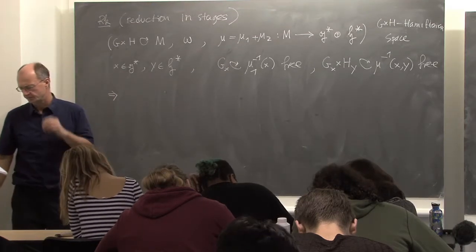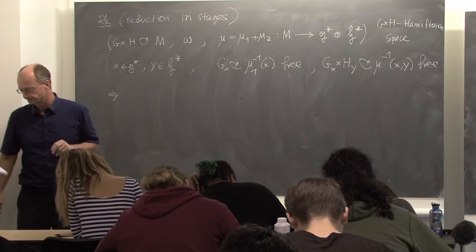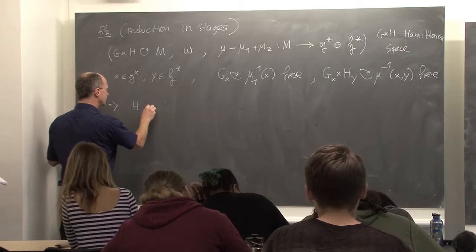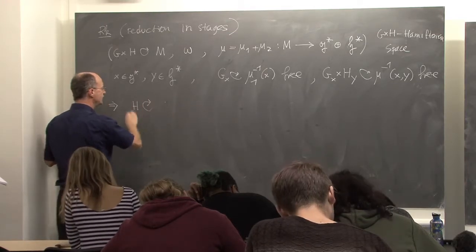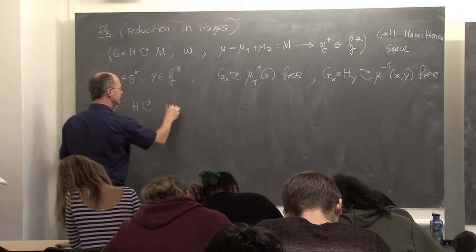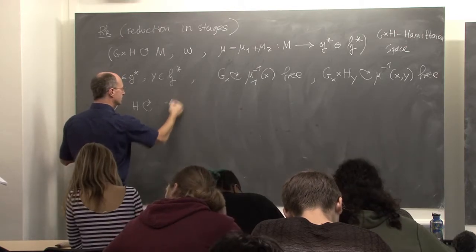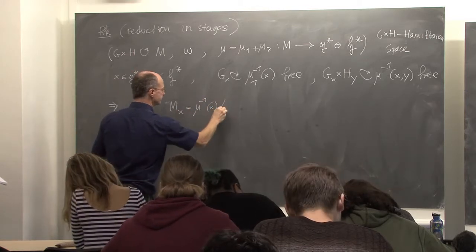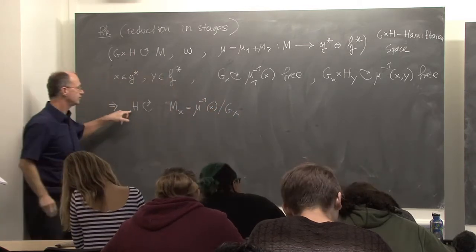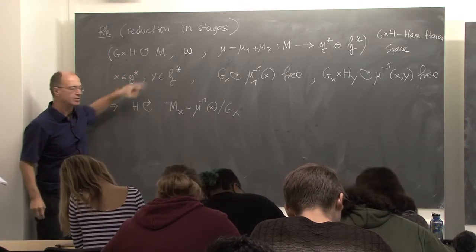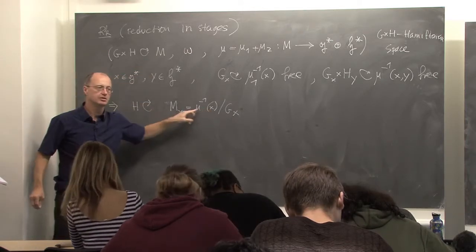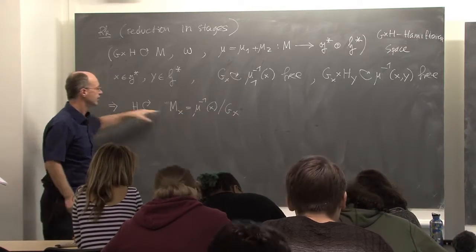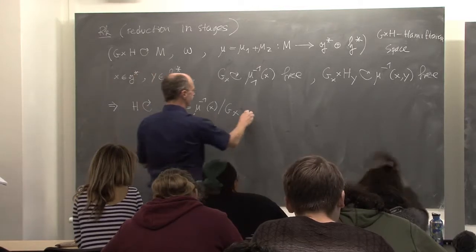So then the following is true. The H action descends to the reduced space. A priori H acts on M, but it restricts to the level set, and it descends to an H action on the quotient space.